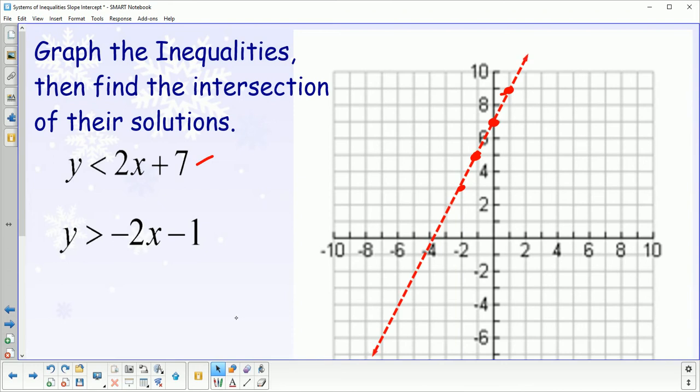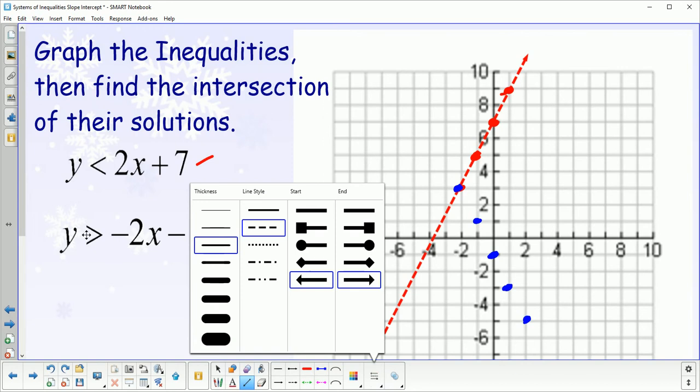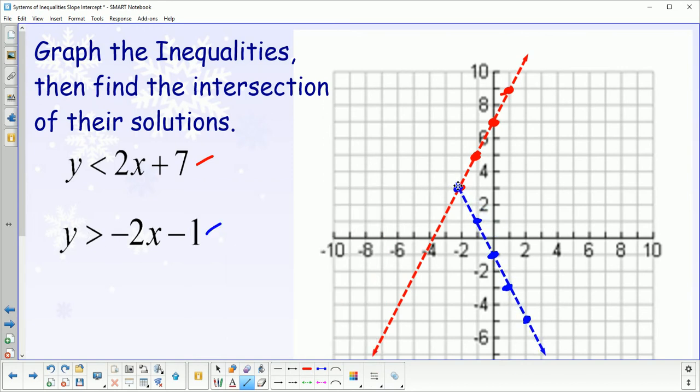There we go. And my second one, we will do that one in blue. So I'm going to put a point at -1, and I can go down 2, right 1, down 2, right 1, and then I can also go up 2, left 1, up 2, left 1, same idea. I'm going to graph this one in blue and make sure again that I have a dotted line because we don't include it. And so then I'm going to draw my line through there.